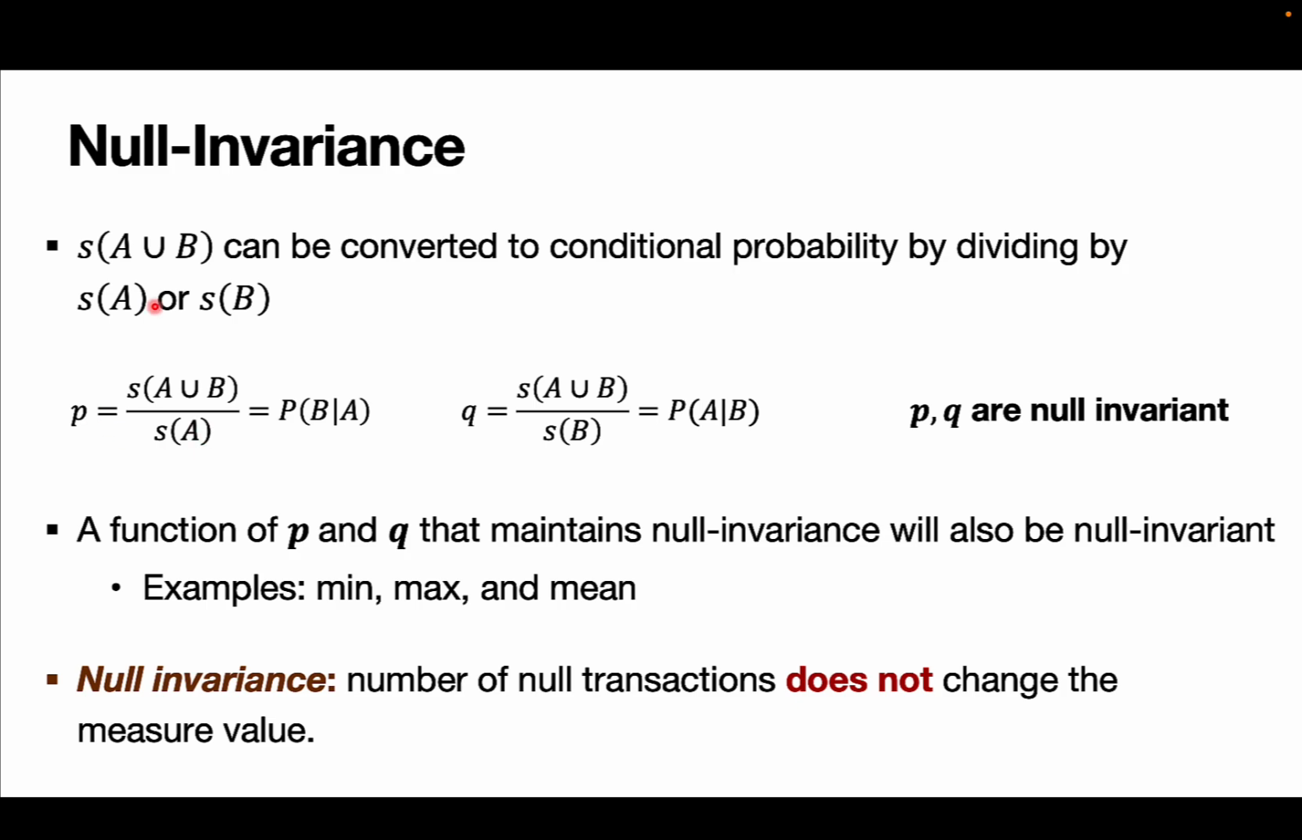So if we divide support of A and B by support of A, we'll get the conditional probability of B given A. Similarly, if we divide it by support of B, we get the probability of A given B. Now, P and Q are null-invariant, which means any function of P and Q that maintains null invariance will also be null invariant. Examples are taking the minimum of P and Q, the maximum, the mean. All of these measures are going to be null invariant.